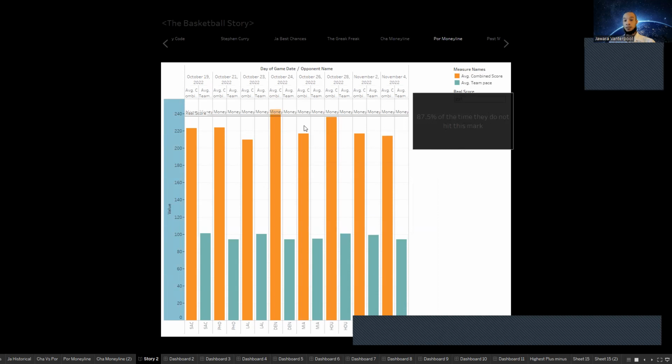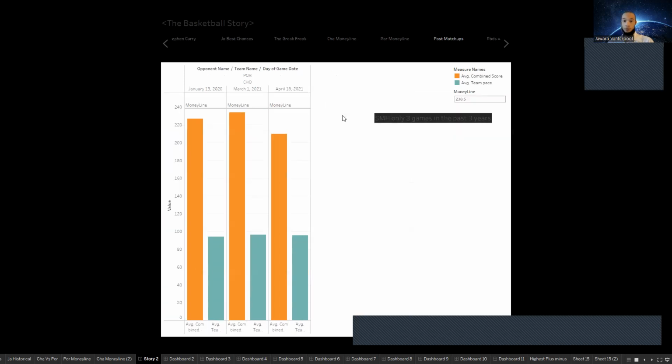So in this particular case, it's right. But it's gambling. It's all about taking a chance, high risk, high reward, because the score was 237, 1.5 points less than what the actual money line was. So every one of these numbers that I've shown you has been extremely close. And this graph actually shows their past matchups in which they have never hit this money line of 238.5.